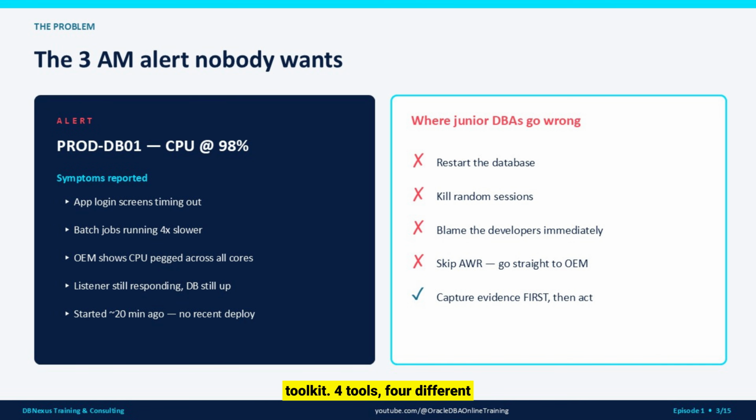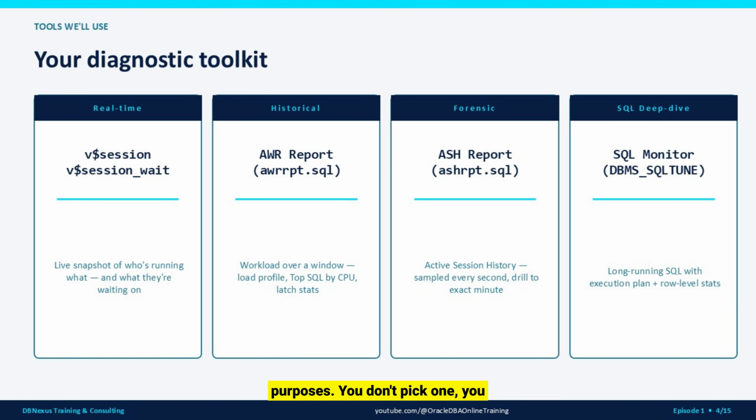Now your toolkit. 4 tools, 4 different purposes. You don't pick one, you use all 4. V$SESSION is your real-time X-ray. Who is running what right now, what they are waiting on. A live snapshot. AWR, the Automatic Workload Repository, is your historical narrator.